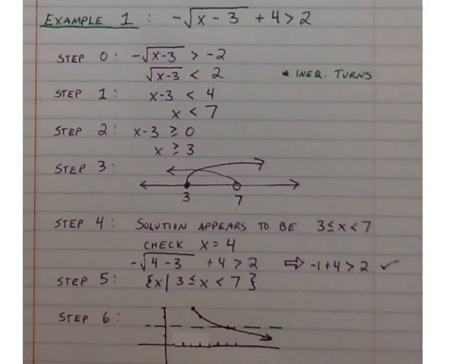Step 1, we solve algebraically. So I squared both sides, giving me x minus 3 is less than 4. And then I added 3 to both sides to give me x is less than 7.